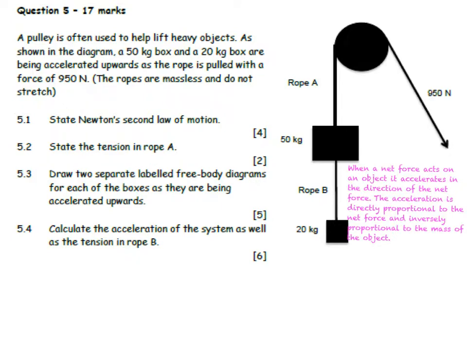State the tension in rope A. You don't even have to calculate it. It's one rope over a frictionless pulley. So rope A is 950 newtons upwards. It needs to have a direction. Why does it need to have a direction? Because it is a tension, which is a force. It doesn't say magnitude, so you have to give it a direction.